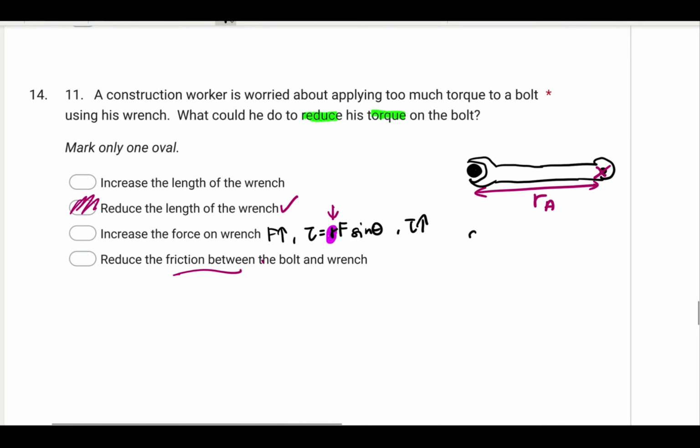But if we use a shorter length of the wrench, okay, sorry for the bad drawing, we should use the shorter one. Let's say we put a force in this direction at this point, so we are going to have RB. So when R is decreasing, the torque is also decreasing. So the answer is B.